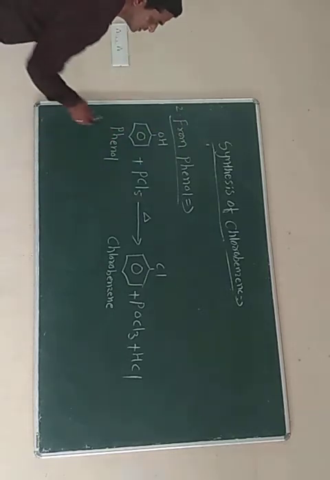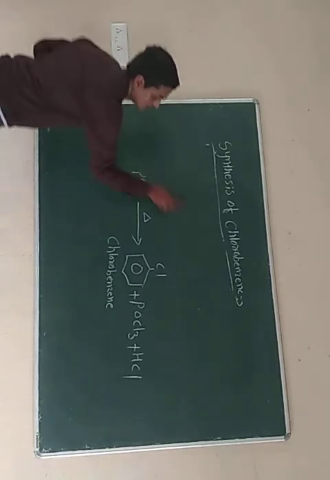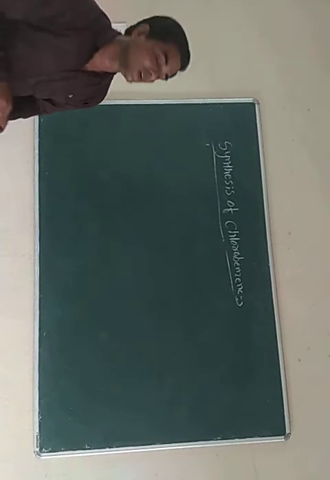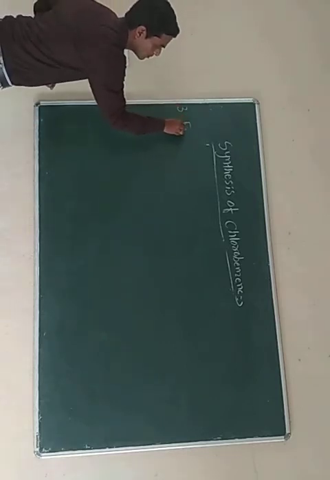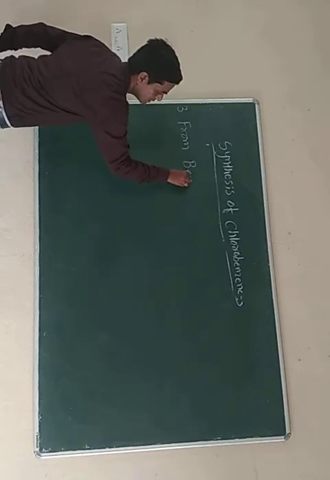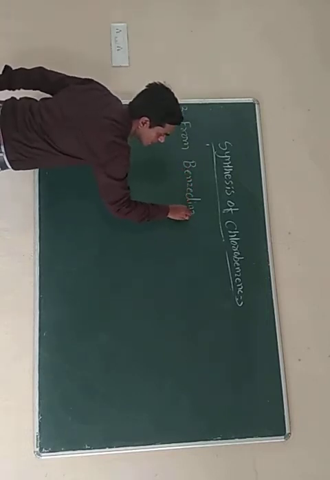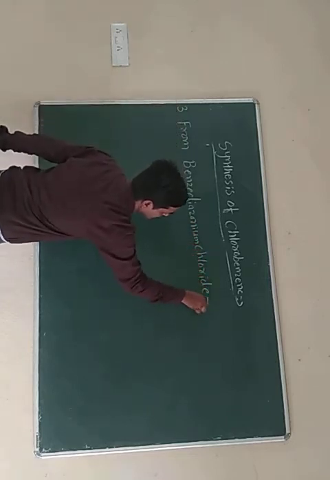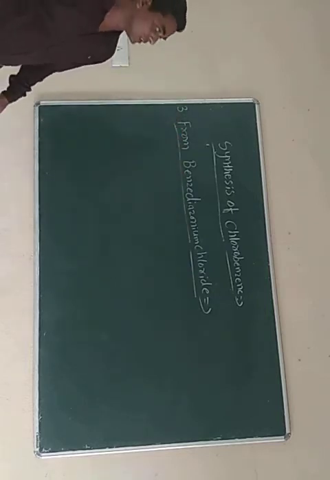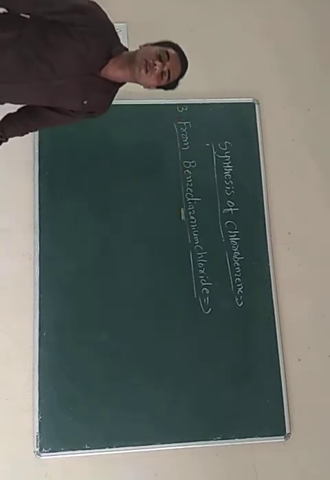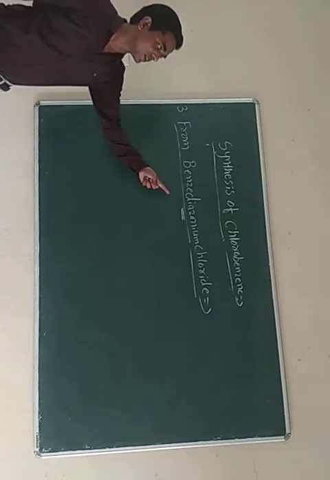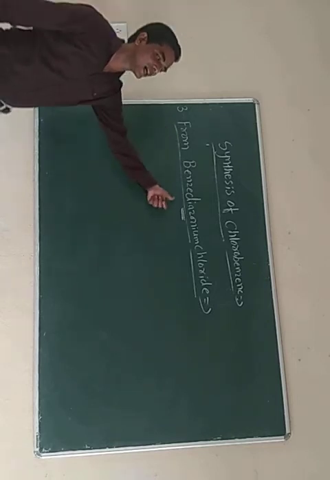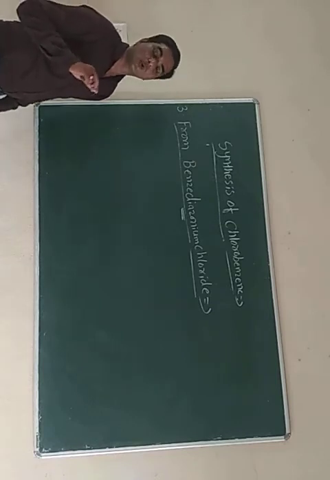And now the last method for the preparation of chlorobenzene is from benzene diazonium chloride. Azo means the presence of an N double bond N group. That is the symbol for azo. So first of all, from benzene diazonium chloride, we can also prepare chlorobenzene.